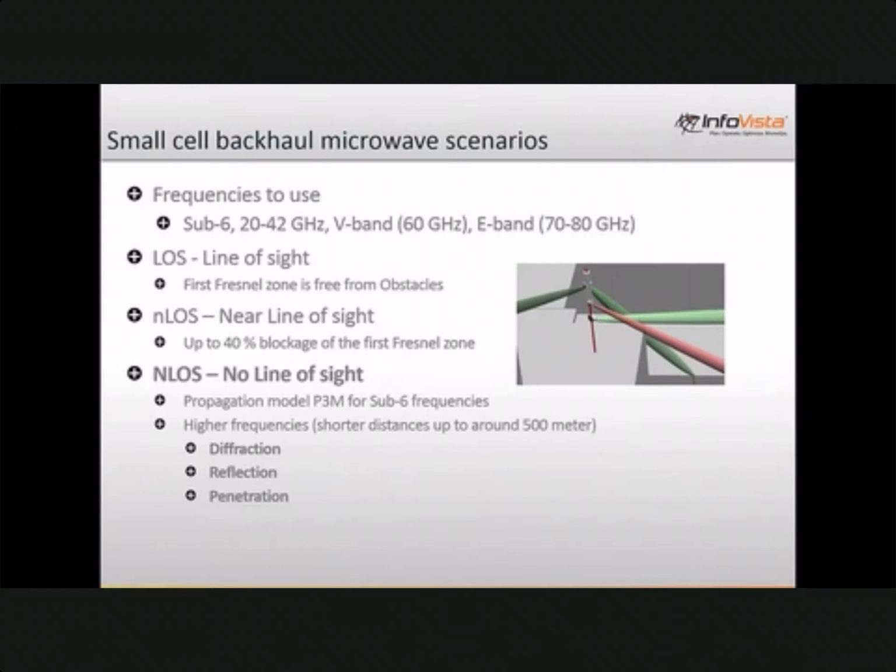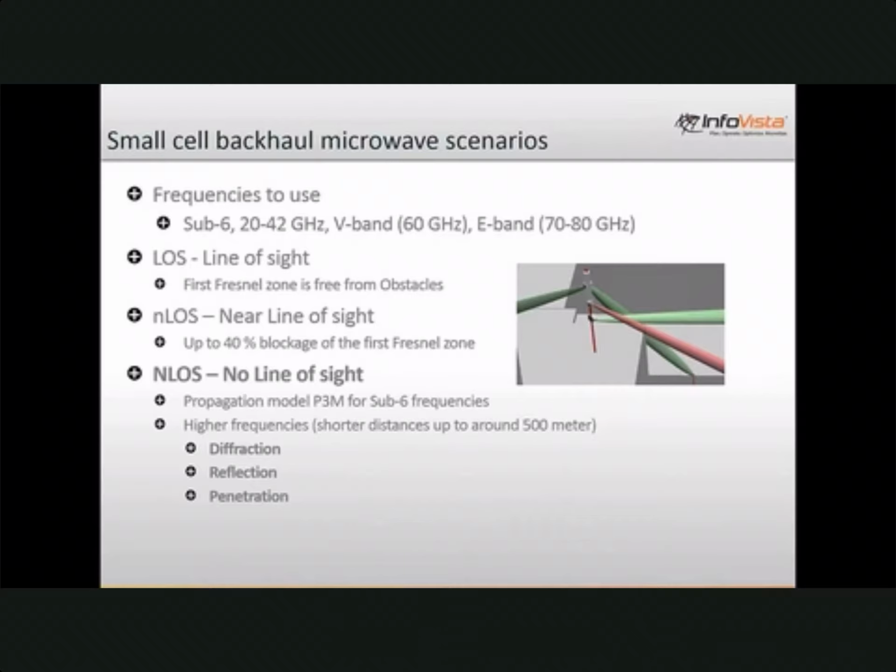So what frequencies can be used then? As normal, the sub-6, but what is a little bit new on the market is that there have been trials done by different vendors that prove that they can use microwaves also in higher frequencies. And here we are talking about 20 to 42 gigahertz, and the V-band around 60 gigahertz.